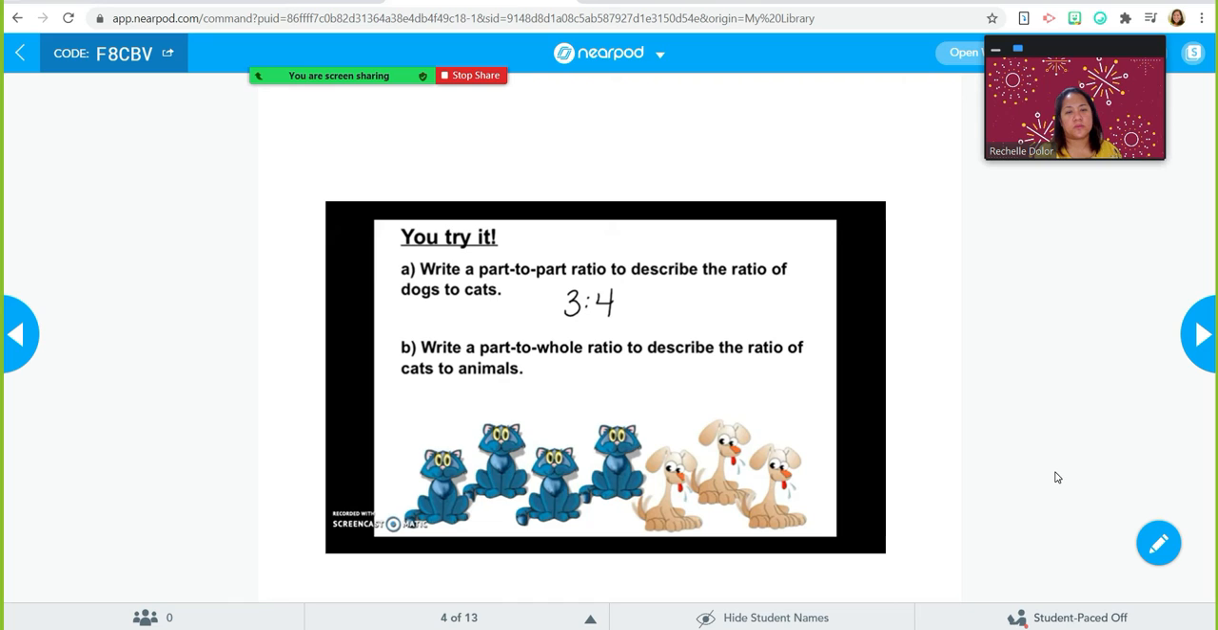The second one, write a part-to-whole ratio to describe the ratio of cats to animals. Well, there are 4 cats and 7 total animals, so the ratio of cats to animals is 4 to 7. And again, it's fine if you wrote your ratios in other ways, like 3/4 or 3:4, okay, 4/7 or 4:7. All of these are fine for ratios.